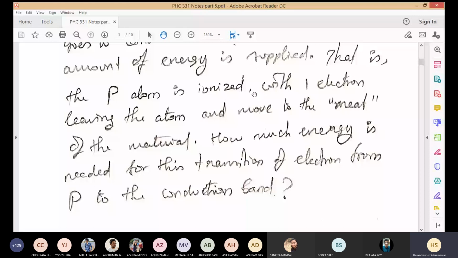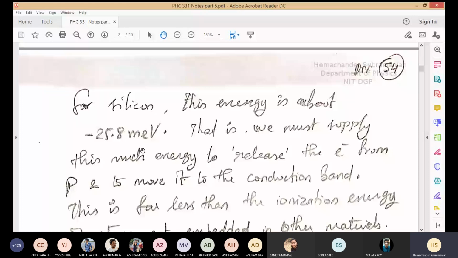The value here is about 25.8 milli-electron volt. It's not electron volt, it's milli-electron volt, so it's about 1,000 times smaller, whereas for the hydrogen atom, it's 13.6 electron volts. The minus is because you have to supply that energy. The energy doesn't come out, but you have to supply that energy to the system.